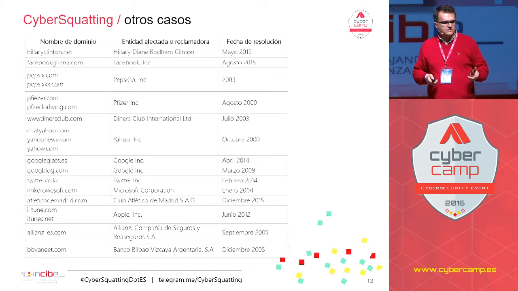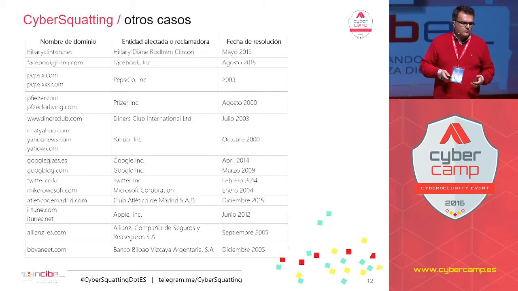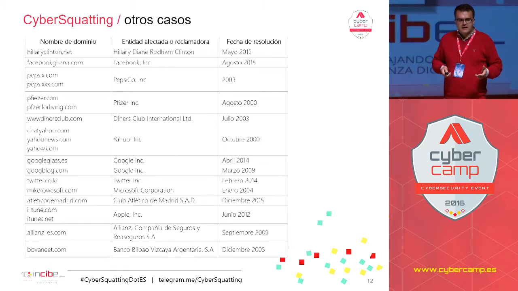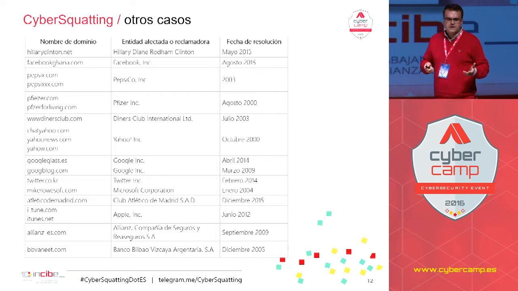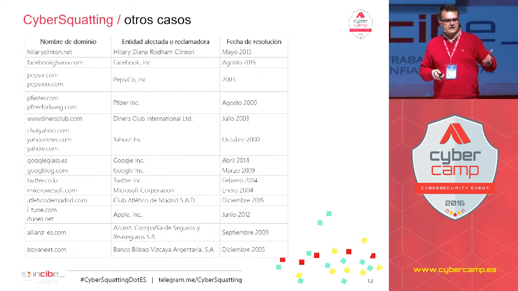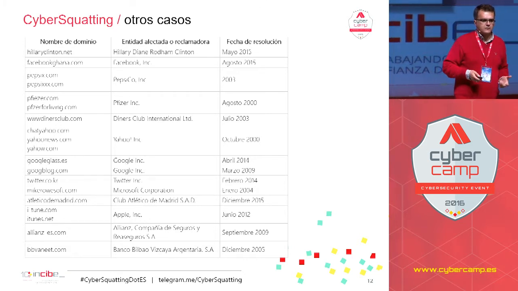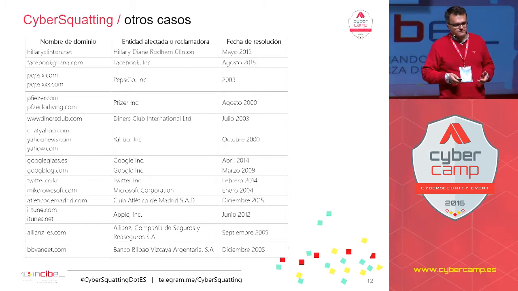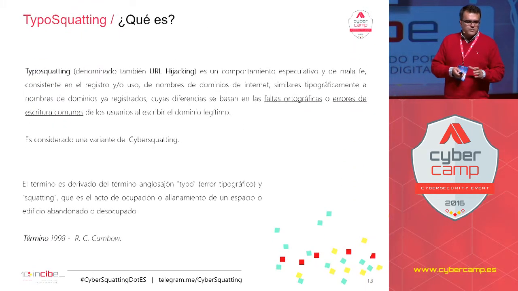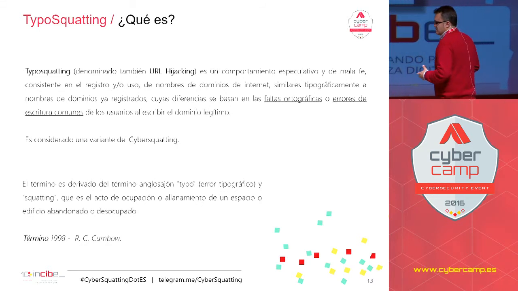This is HillaryClinton.net. A case that was sorted out in May 2015. They bought over the domain and they were referencing her image, so to say, and there are more cases up on the screen, so it seems to be current activity.